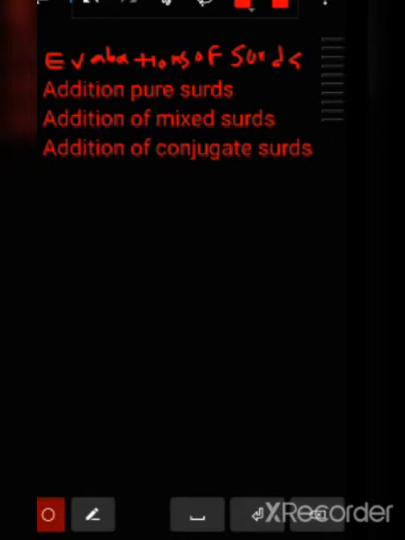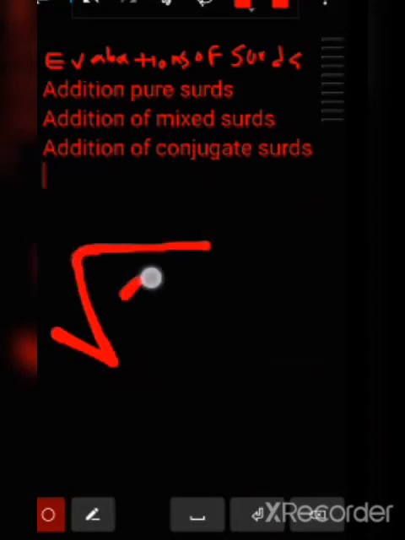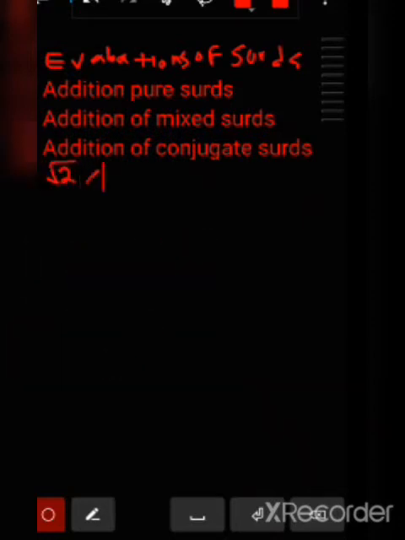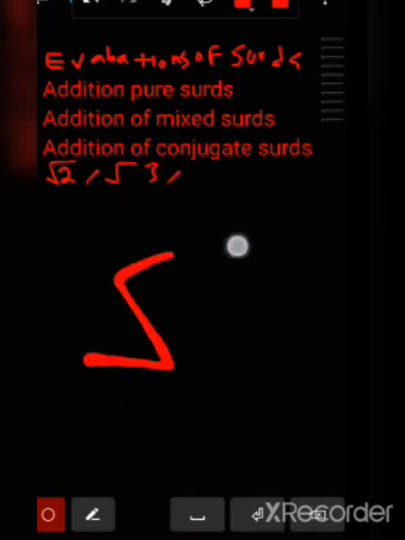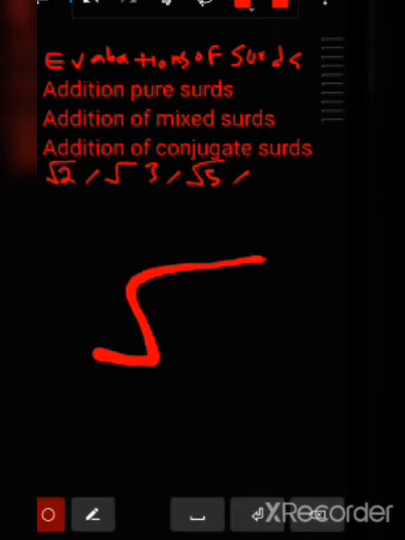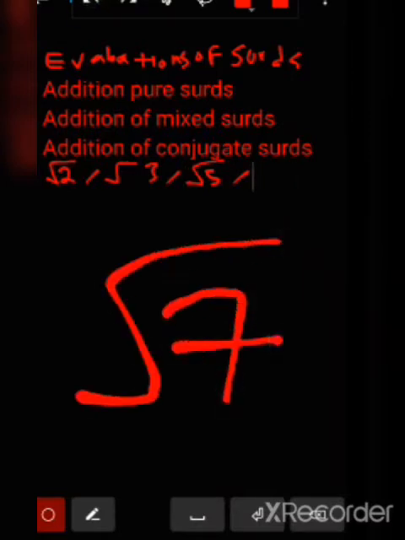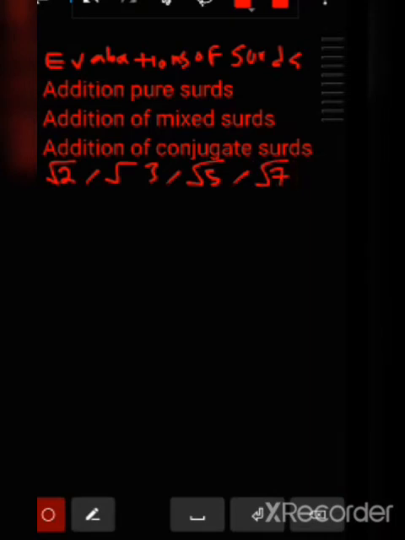Just a reminder, we said pure surds are surds which are like this: the root of 3, the root of 5, the root of 7. These are pure surds. So we are going to add these. So how do you add this? You just add the same as you do algebraic expressions.